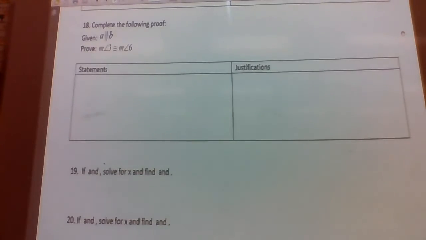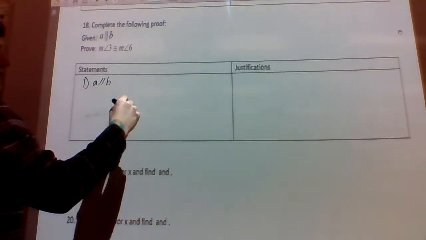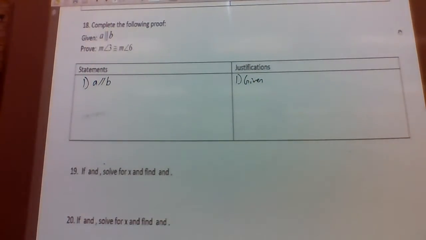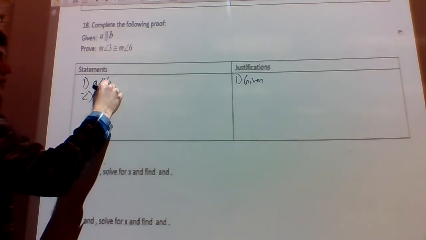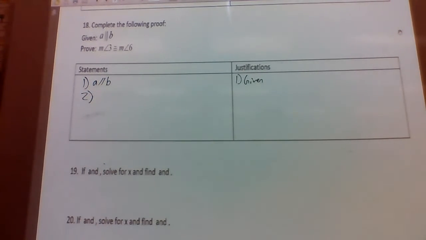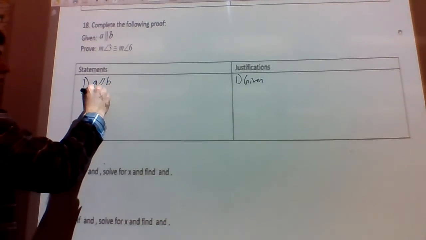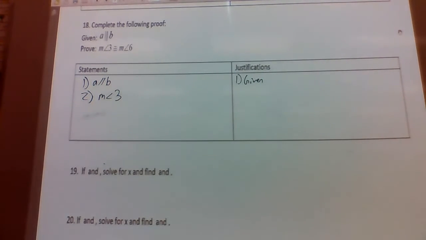So let's start with our given, which is that A is parallel to B. That is our given. And then we know we want to prove 3 is congruent to 6. So our methodology, we want to start with 3. So let's start with the measure of angle 3. I guess we've got to use the measures. So we want to start with angle 3, and we want to get to 6.